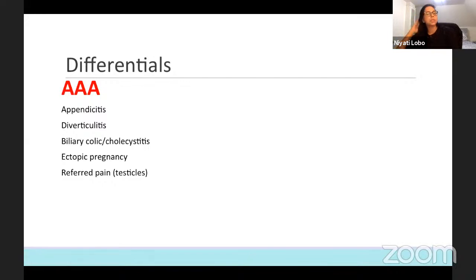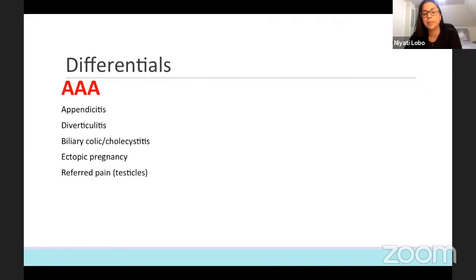It's really important to consider differentials, especially in your elderly patients. A ruptured AAA has to be the first differential you consider. Following that, appendicitis if you've got right-sided pain, diverticulitis, biliary colic, an ectopic pregnancy. It's really important that your female patients have had a pregnancy test. I've actually had a patient referred as a renal colic that turned out to have an ectopic pregnancy. So it does happen. Always make sure that you've got your beta HCG.